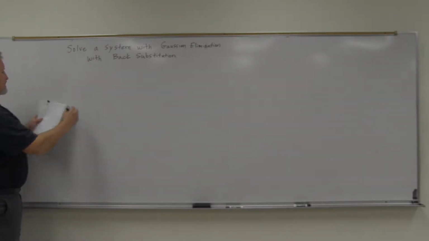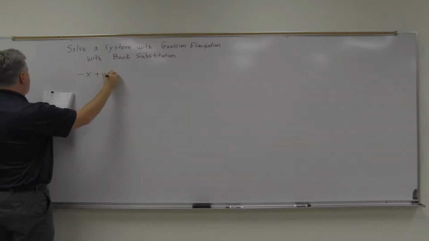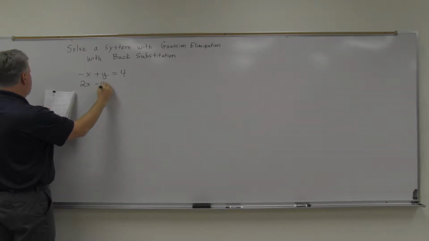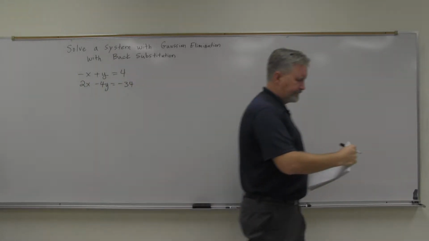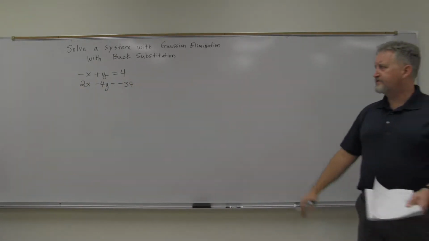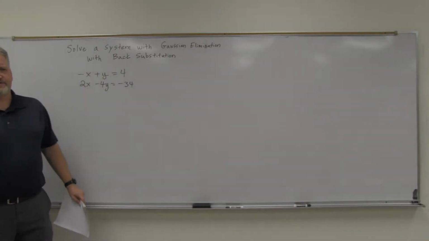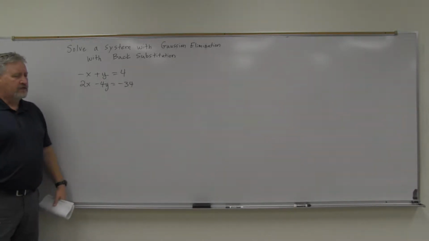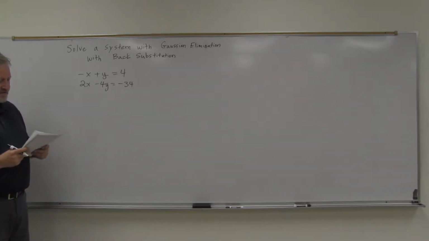But let me start with a smaller one, the 2 by 2, 2 equation, 2 variable system: minus x plus y equals 4, and 2x minus 4y equals negative 34. Typically, we would solve that with elimination, but let me show you this Gaussian elimination method. It uses matrices a little bit, and then we'll venture into the 3 by 3 mode.